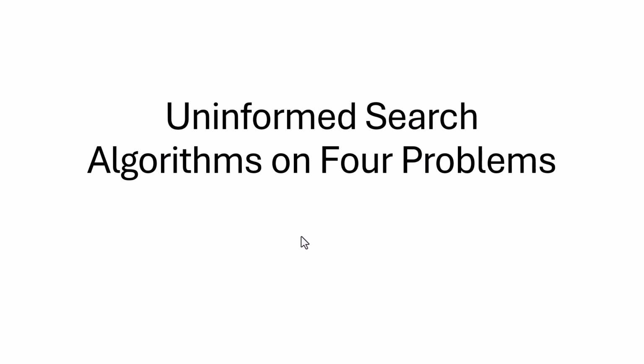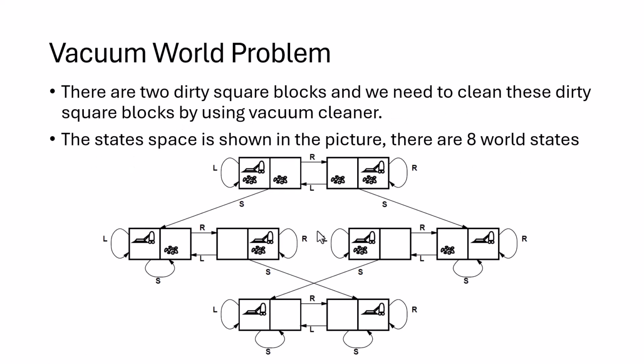Now we talk about uninformed search algorithms on 4 interesting problems. The first one is the vacuum world problem, which you have already seen in the book. There are 2 dirty square blocks, and we need to clean these dirty square blocks by using a vacuum cleaner.